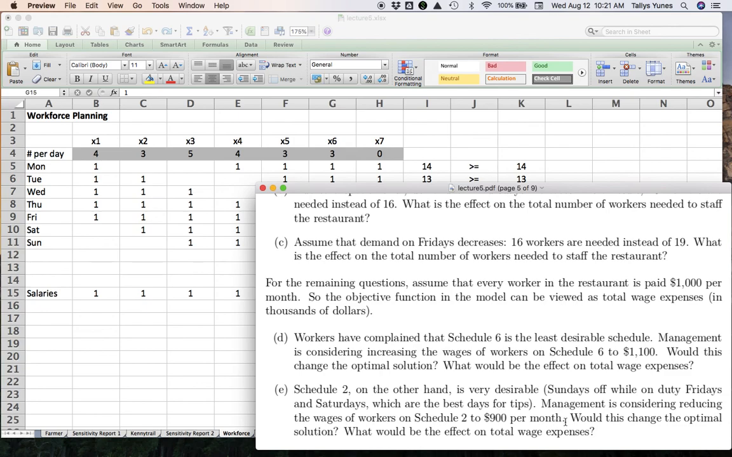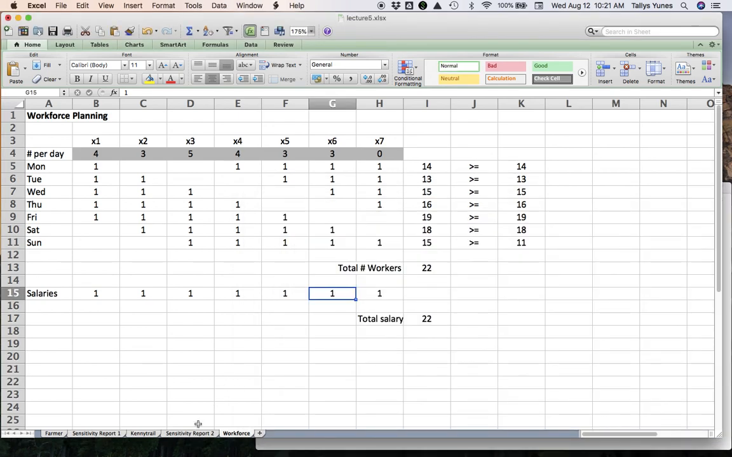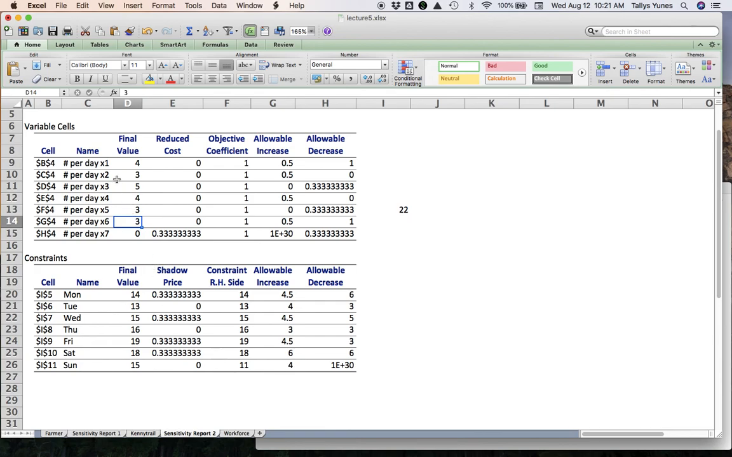Or in this case, they're saying per month. It doesn't matter. So the question is, again, two-part. Would this change the optimal solution? And secondly, what would be the effect on the total expense with wages? So now we're considering changing this number down by 0.1, from 1 to 0.9, or $900. Is that okay? Well, the allowable decrease is 0. So at this point, we're going to say that the optimal solution would not remain the same. And because of that, I can't really answer the other part of the question because I don't know what number would end up here.